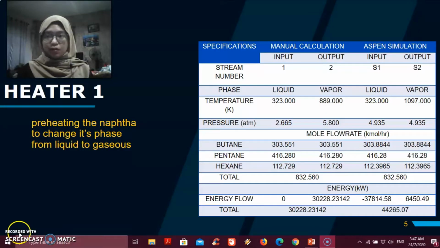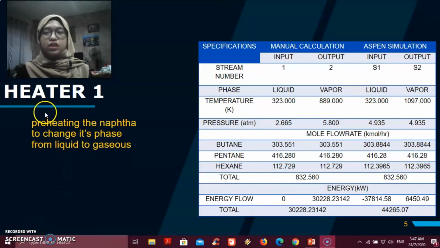Hi, my name is Nur Maisara and my matrix number is 196309. I will be presenting the Aspen comparison, and I will start from the first unit, which is heater 1. Heater 1 is used to preheat the naphtha to change its phase from liquid to gaseous. So we will look at the table of the Aspen comparison here.